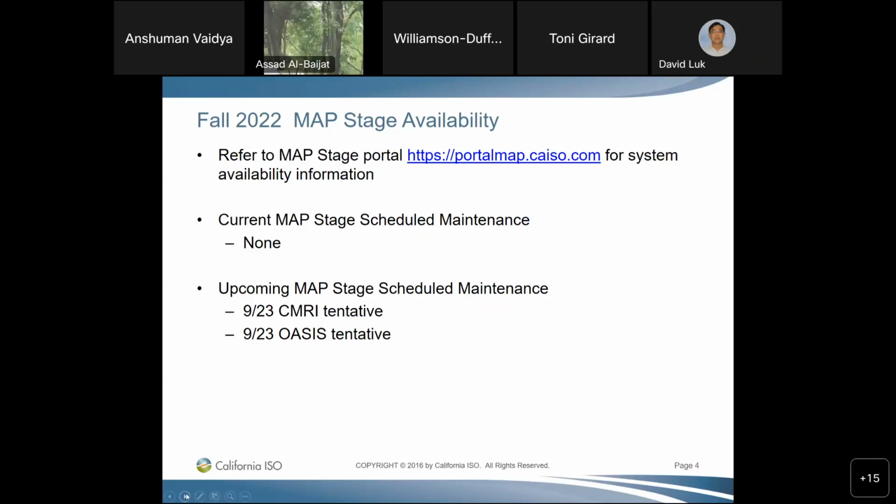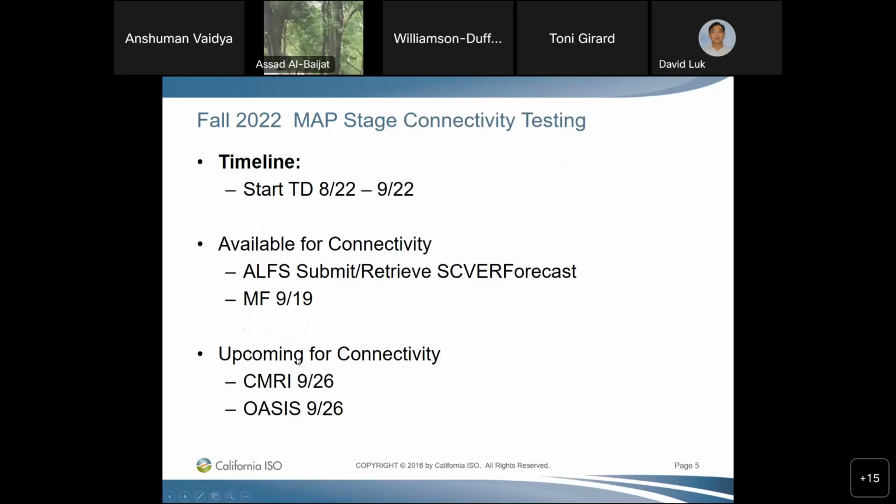All right, moving on. So for connectivity testing, we had the ALF system ready for our connectivity testing as we discussed in earlier meetings. Currently today, we also are opening master file system for connectivity testing. And in the future, we'll be opening CMRI and OSS system on 26th of September for connectivity testing. Anybody have any questions regarding these dates for connectivity testing?